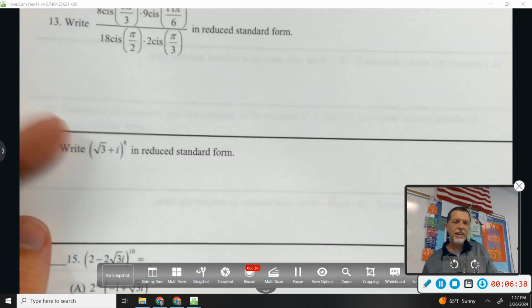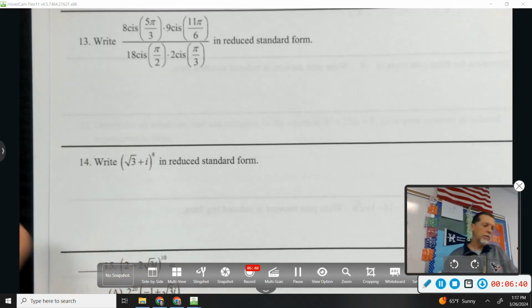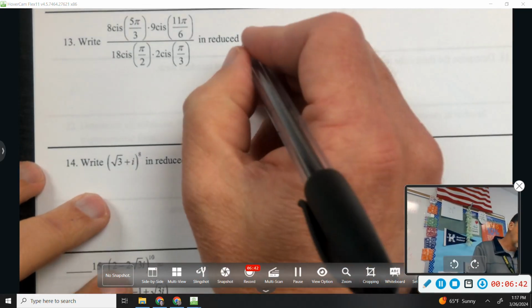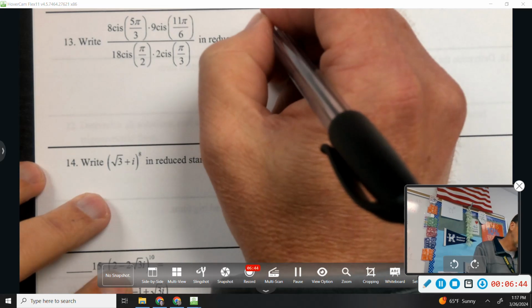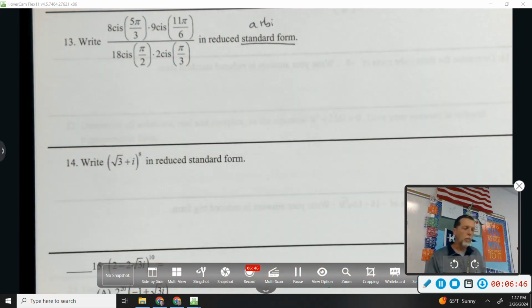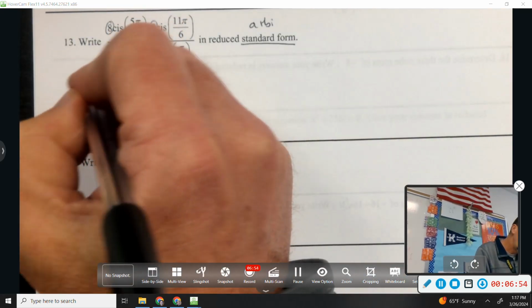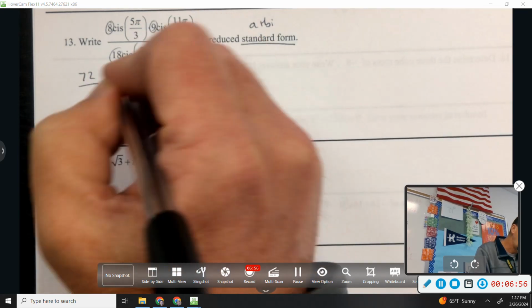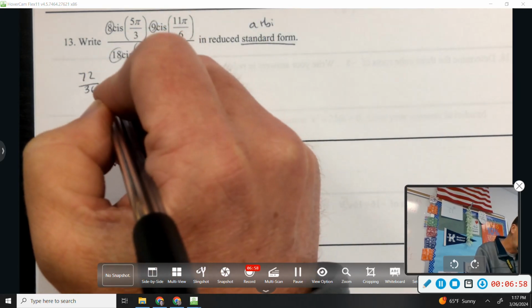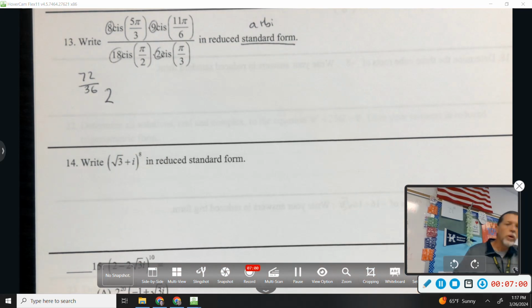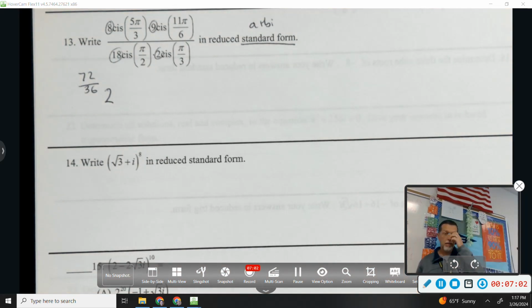13. One of these days we're going to hit one that we can leave in trig form, but for now, standard form. So got to do the work on the problem, but then change it to standard form. Okay, 8 times 9 divided by 18 times 2. Okay, so that's not bad. 2. And then the top angles I'll add, and I'll subtract the bottoms.